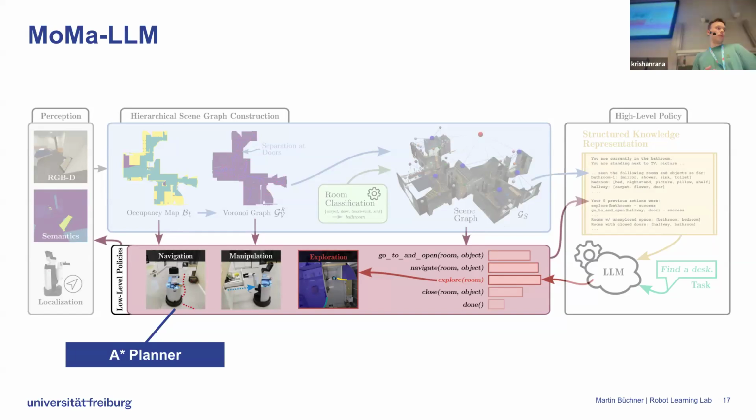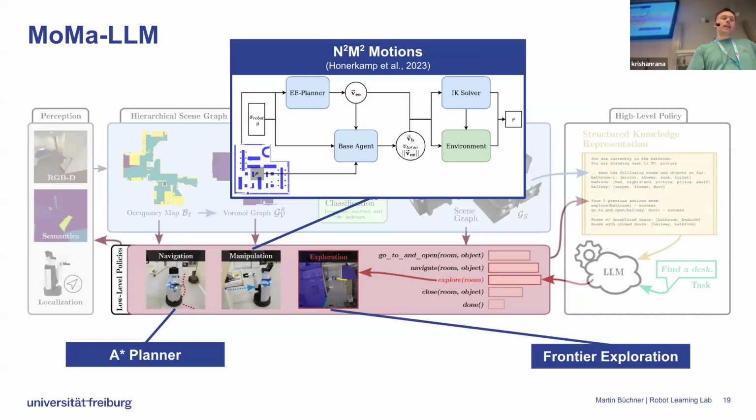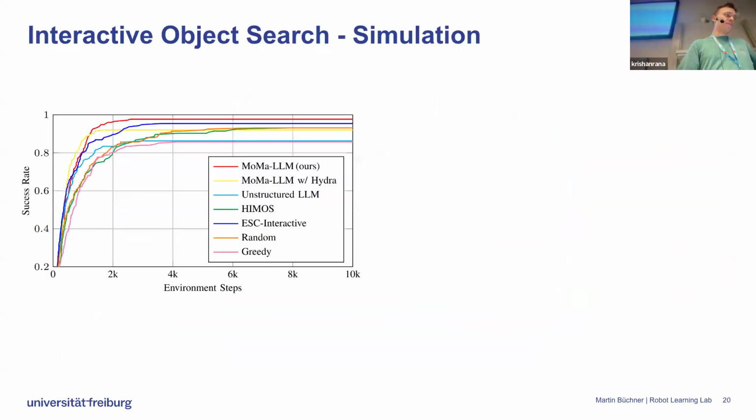So what do our downstream policies look like? We have an A-star planner that we use for general navigation. We have a mobile manipulation policy where we make use of previous work called N2M2, a joint navigation and mobile manipulation policy that is trained through reinforcement learning and transfers zero-shot to real-world environments. And lastly, we do classical frontier-based exploration to explore novel areas.